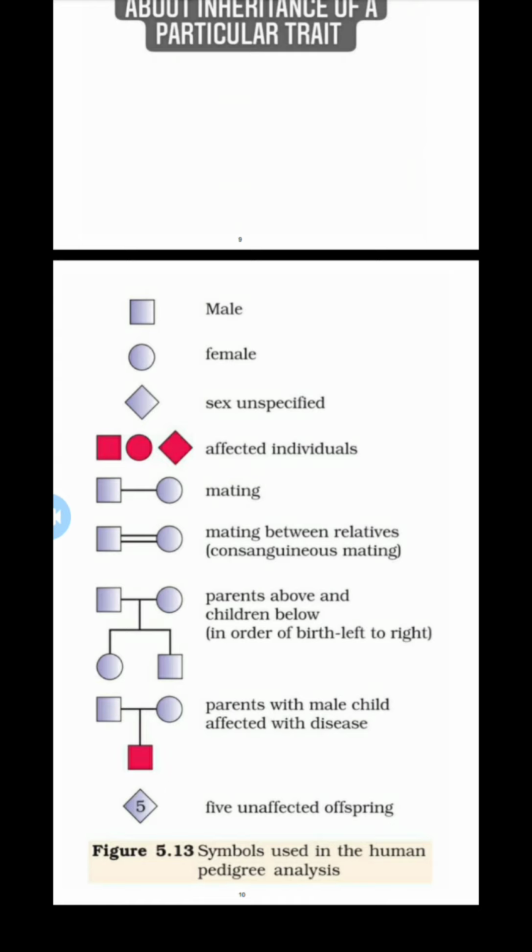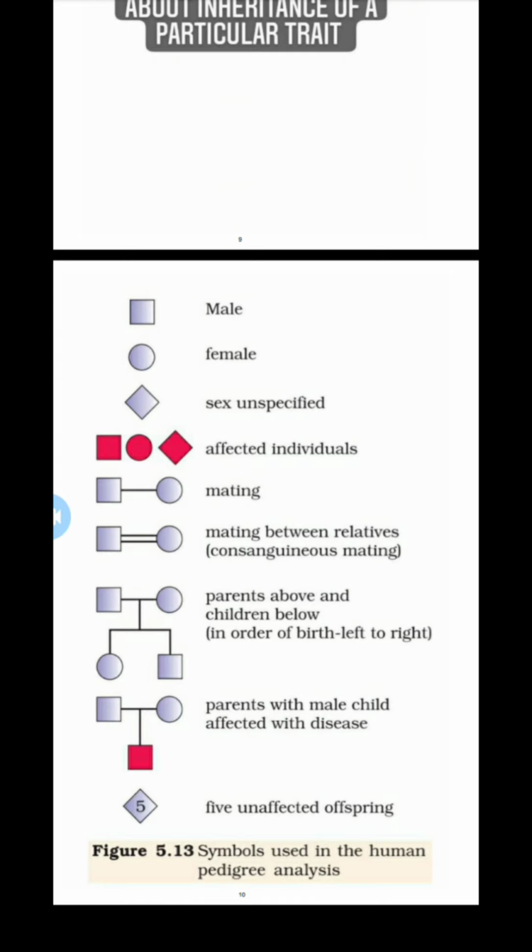below it, the circle and the square symbolize the parents above and the children below. And over here the circle is the first child and the square is the second child, which is the female is first and the male is second.